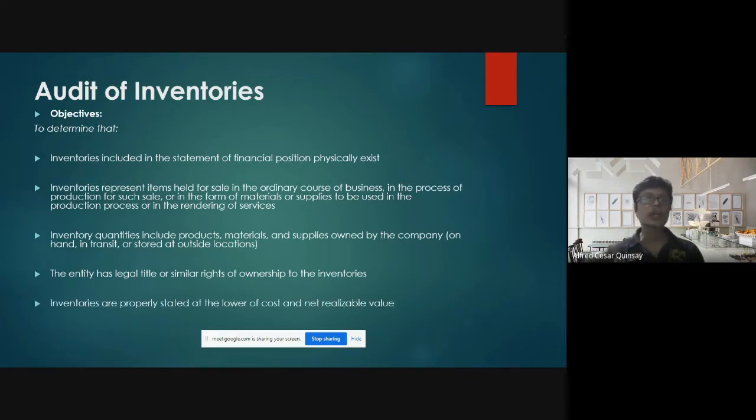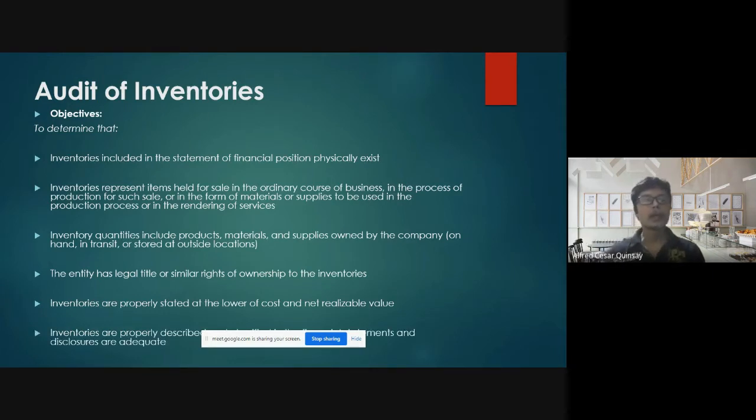Okay, and then inventories are properly stated at the lower of cost and net realizable value. So when we talk about yung lower of cost and net realizable value, alam nyo kasi dito sa accounting, when you talk about account balances, ang isa sa mahalaga doon is yung valuation ng isang account, no? Of course, we don't want it to be overstated, no? Baka mamaya obsolete na yung part of that inventory. So we want to distinguish na, no? Kumbaga, ito yung accuracy, no? So this is one of the transactions, yung audit assertion.